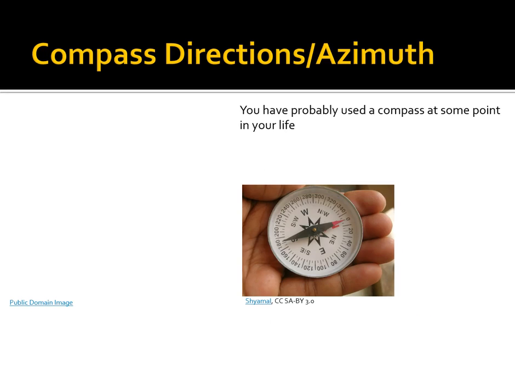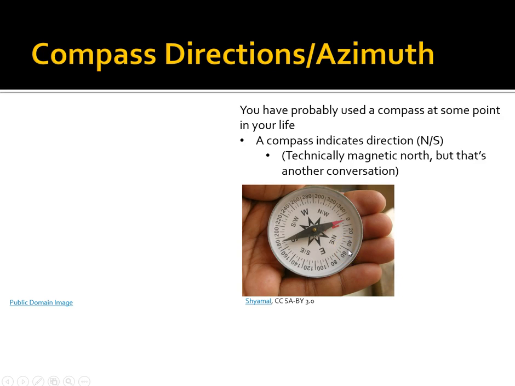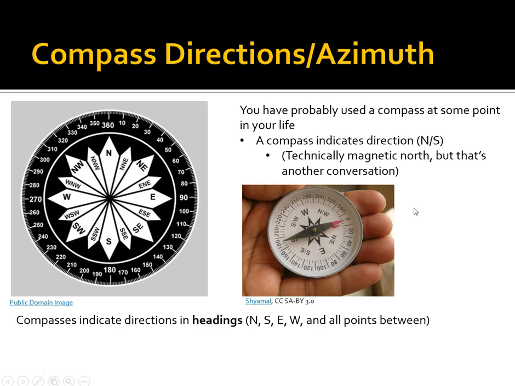A compass, right? I'm sure you are familiar with what a compass is. Maybe you have used one, maybe you haven't. Okay, but here's a compass. What does a compass do? It indicates your north and south. If you recall from the video, technically it's magnetic north and magnetic south. We're not going to worry about that distinction for now, but it indicates north and south, okay?